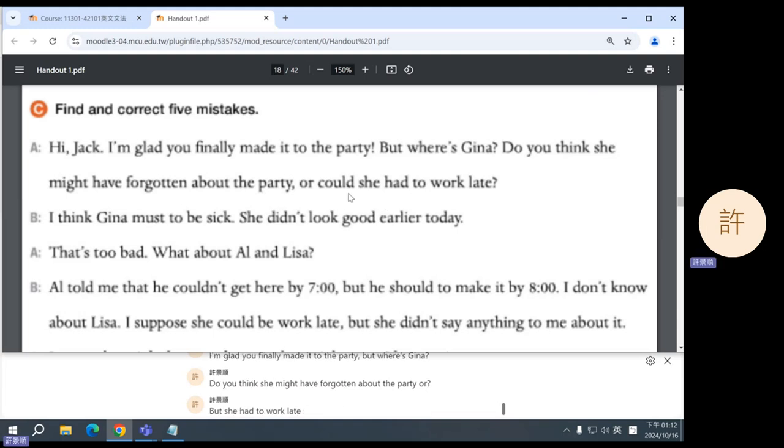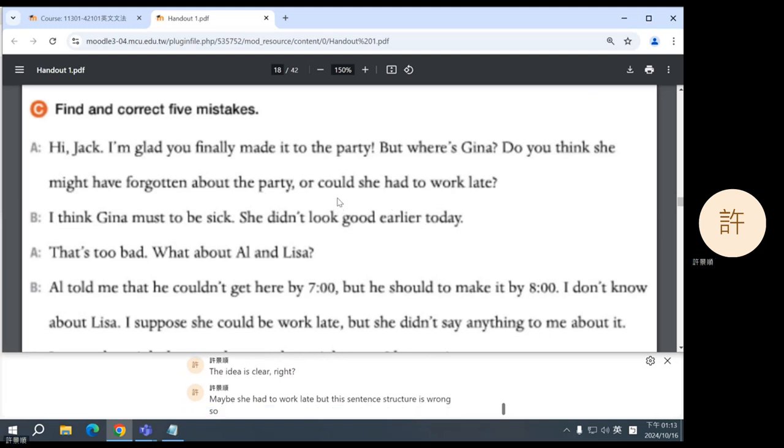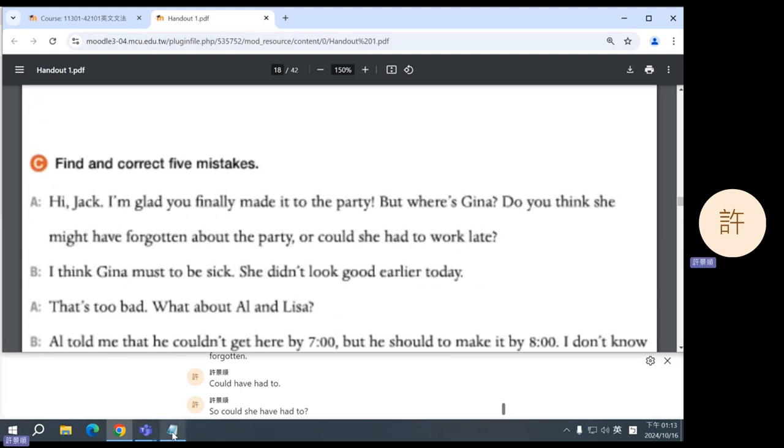Okay, this is wrong. The first part is right. Might have forgotten is good. The idea is clear, right? Maybe she had to work late. But this sentence structure is wrong. So this grammar should be the same as this grammar. Might have forgotten, could have had to. So could she have had to? Let me write that down for you.